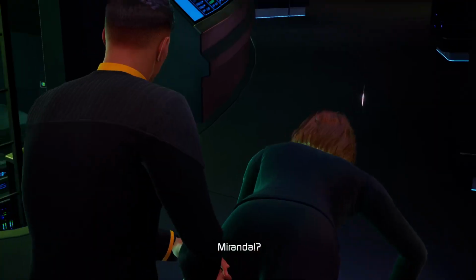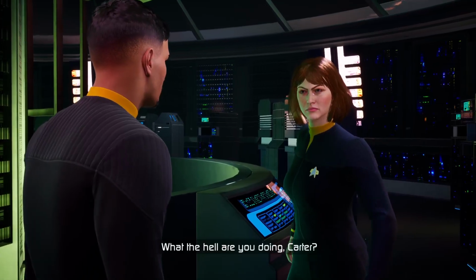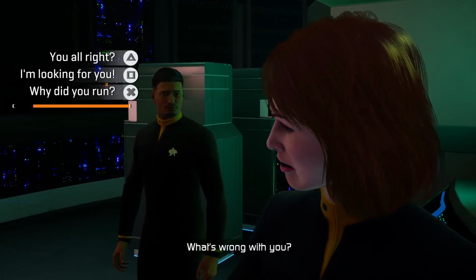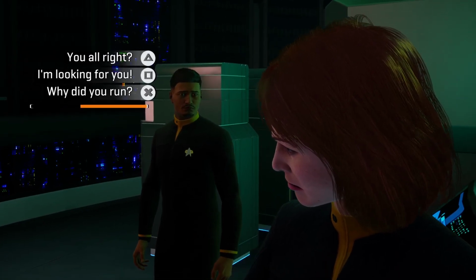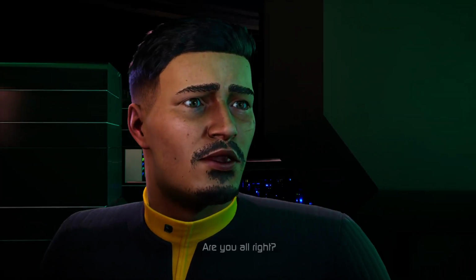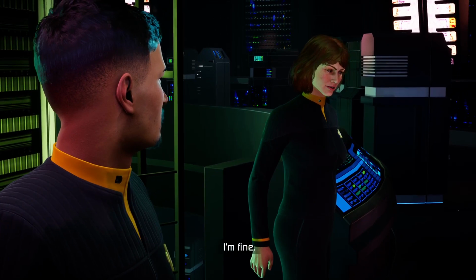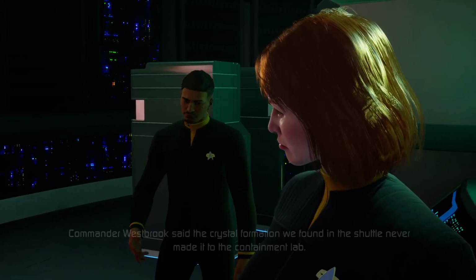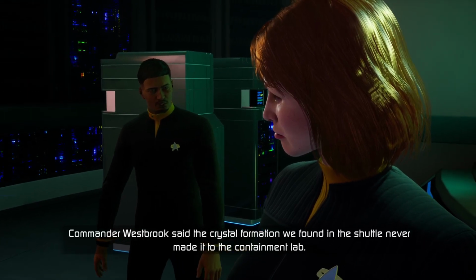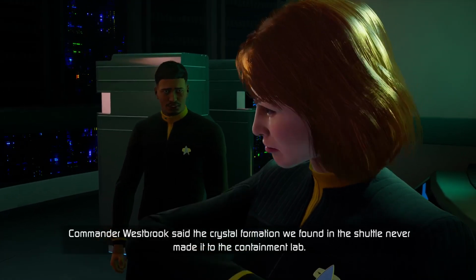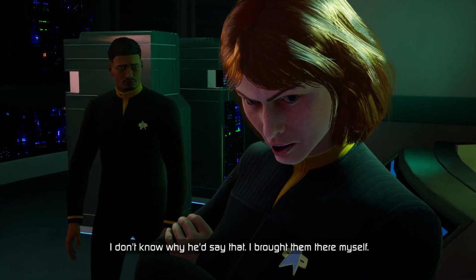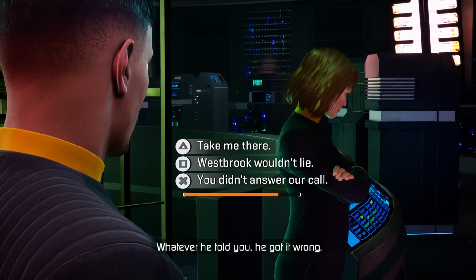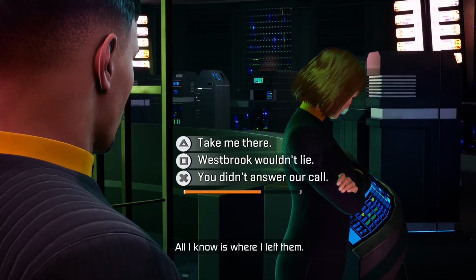Miranda? What the hell are you doing, Carter? You almost knocked me to the lower level. What's wrong with you? Are you alright? I'm fine. But you didn't answer the question. Commander Westbrook said the crystal formation we found in the shuttle never made it to the containment lab. I don't know why he'd say that. I brought them there myself. Whatever he told you, he got it wrong. All I know is where I left them.